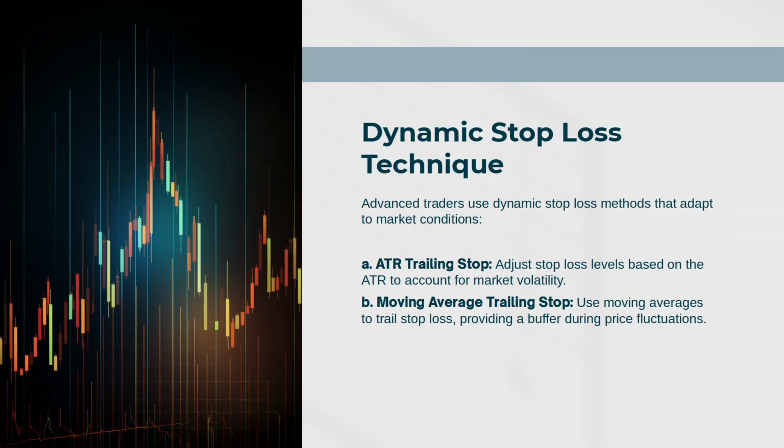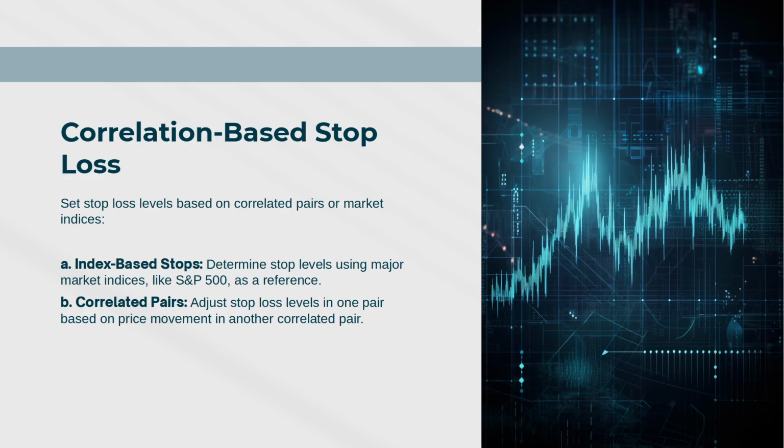Dynamic stop-loss techniques. Advanced traders use dynamic stop-loss methods that adapt to market conditions. ATR trailing stop. Adjust stop-loss levels based on the ATR to account for market volatility. Moving average trailing stop. Use moving averages to trail stop-loss, providing a buffer during price fluctuations.